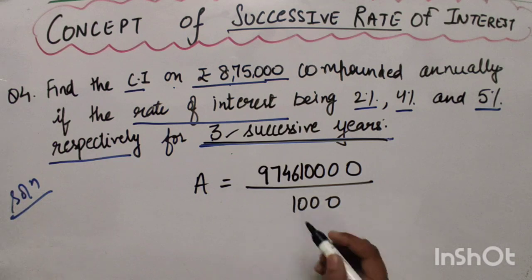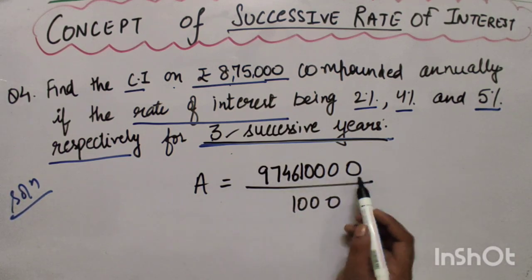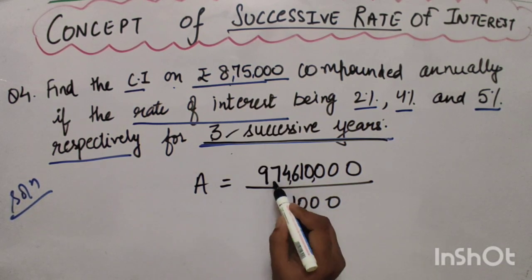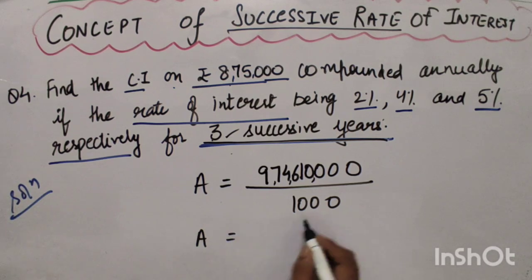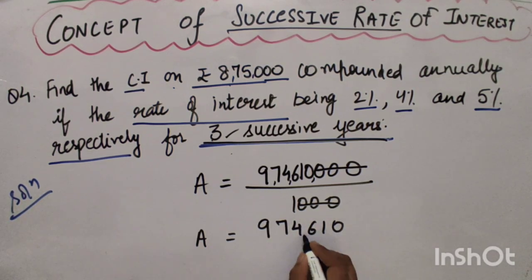So here the answer is 97461 4 times 0, whole divided by 1000. Now 3 zeros will get cancelled with 3 zeros, so the answer will be 974,610. Right, so this is the amount after 3 years.